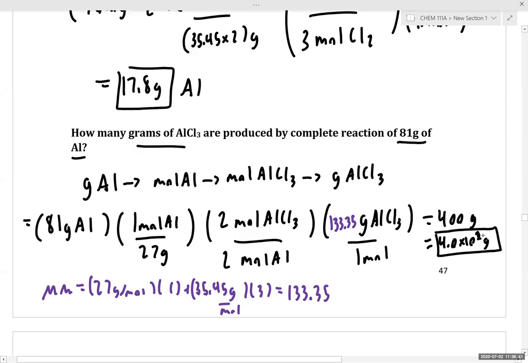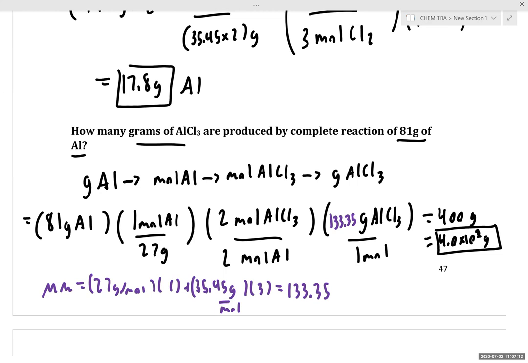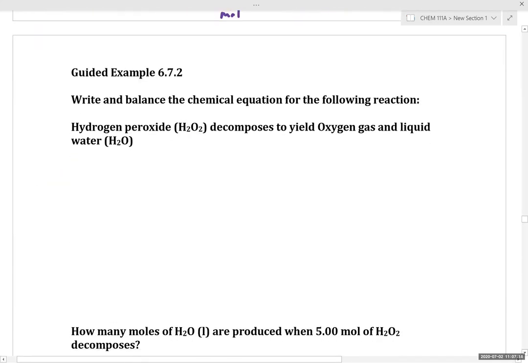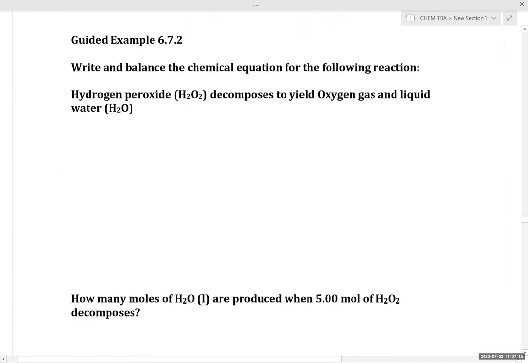Any questions on this example? Okay, so let's continue on now and let's look at another example.